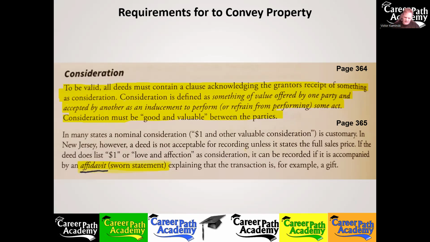So what is an affidavit? It's another word you need to add to your definition list to study. That's what it is. It's a sworn statement. That's what an affidavit is.